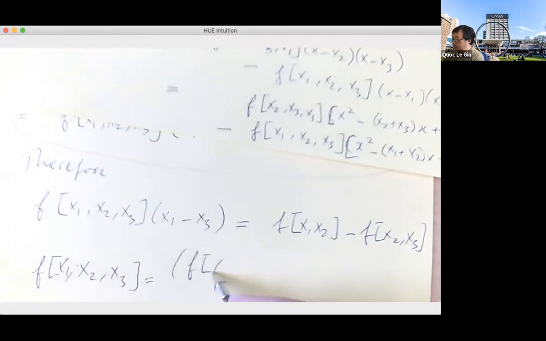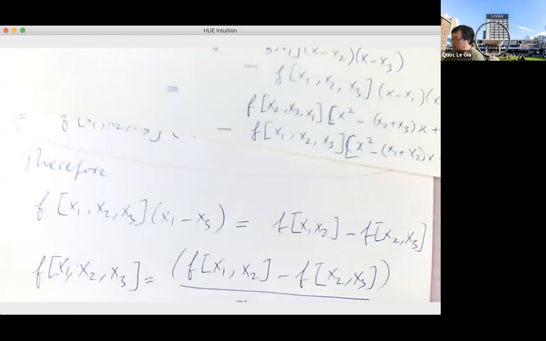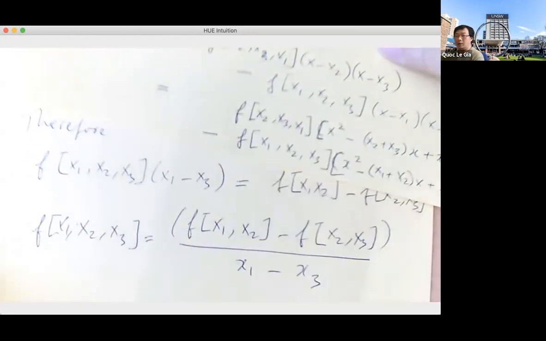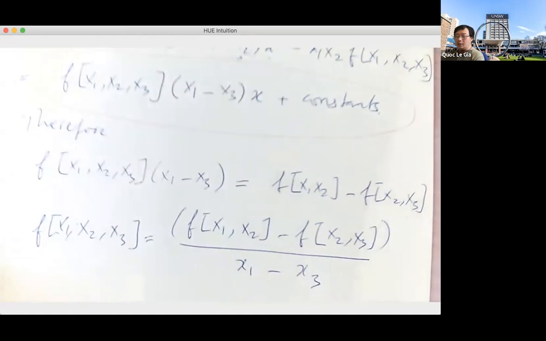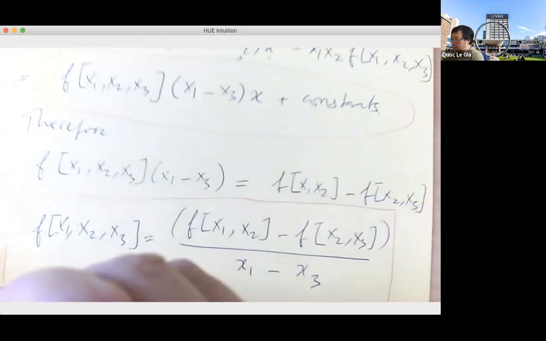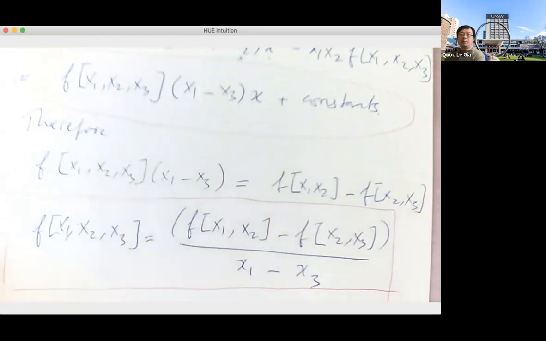So this one gives you the formula for divided difference over 3 points, x1, x2, and x3. Okay, so this is the final formula. So for 2 points, it's easy, right? 2 points is just the slope of the line. But for 3 points, we have to consider the polynomial, the parabola in 2 ways.